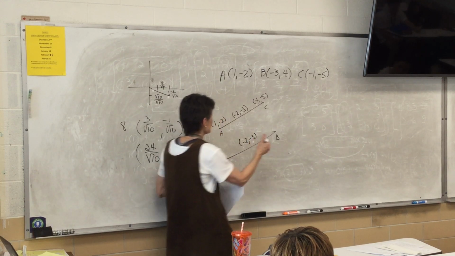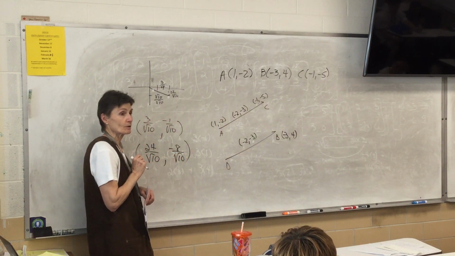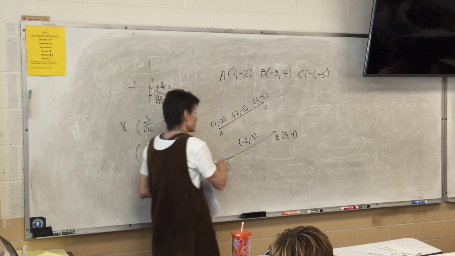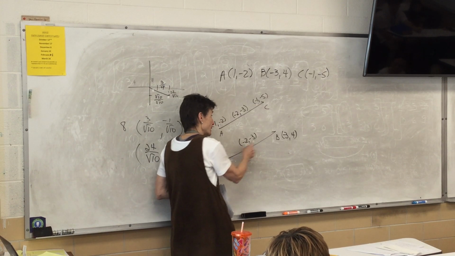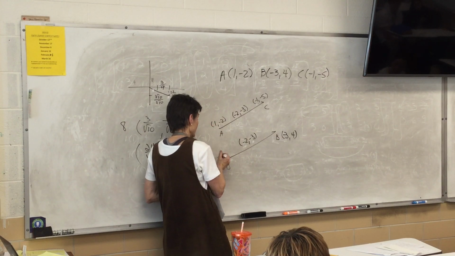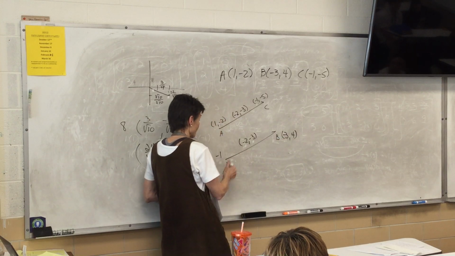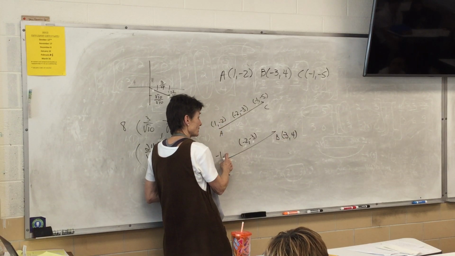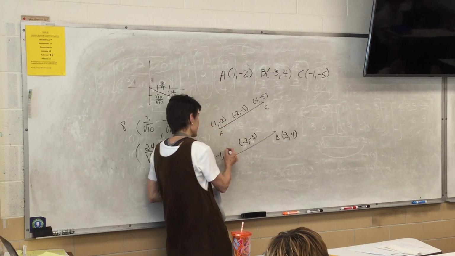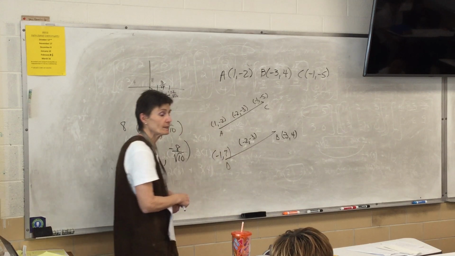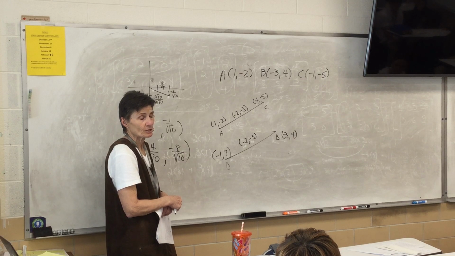Well, I know where he ends. So I need to figure out where he starts. So where does he have to start so that if he backs up 2, he'll be at -3? -1. -1, back up 2, puts you at -3. Where does he have to start so that if he backs up 3, he'll be at 4? 7. There it is. There are the coordinates of point D. Easy questions. Easy.